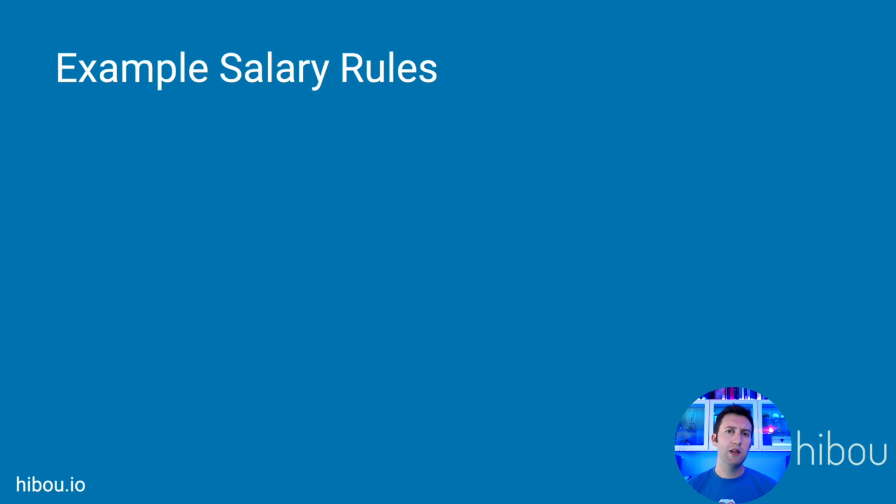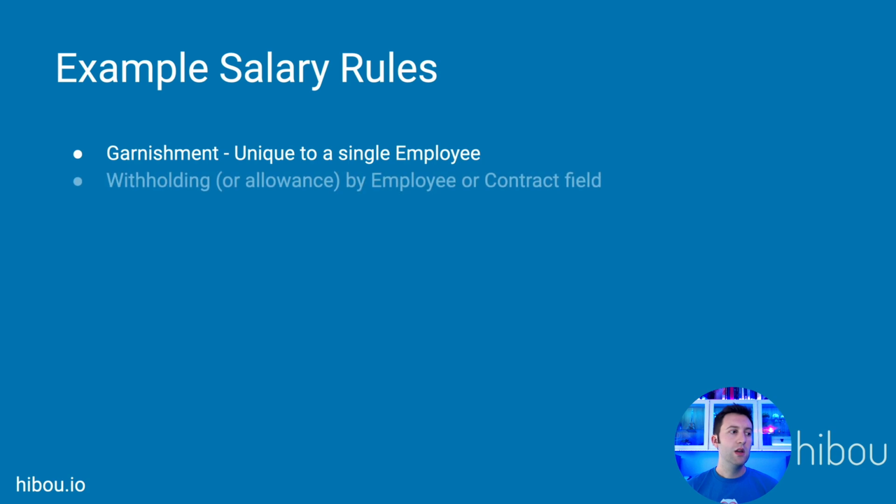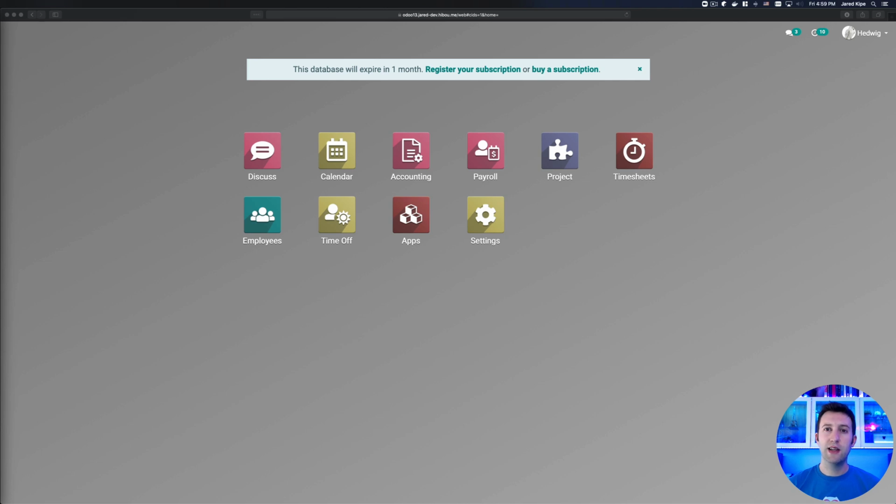So today we're going to be talking mainly about salary rules and making custom ones. The first one we're going to be making is a garnishment, or a unique-to-employee kind of rule. Next one is going to be a withholding or medical withholding, which is unique per contract, maybe for an employee. Lastly, we want a field-based, or per payslip, computation as well. So with all that said, let's go ahead and jump over into Odoo and get going.